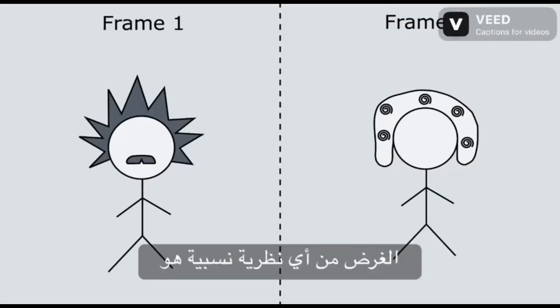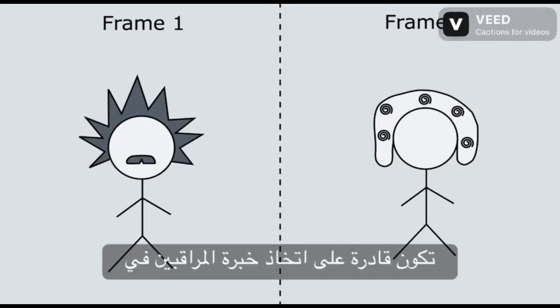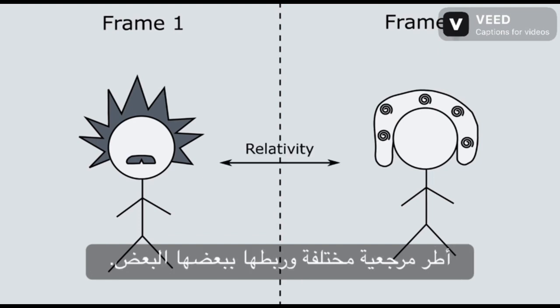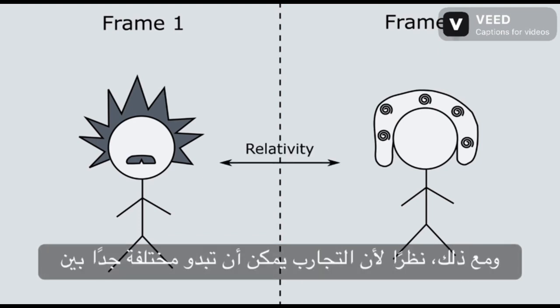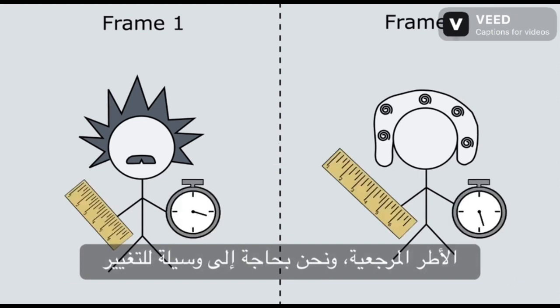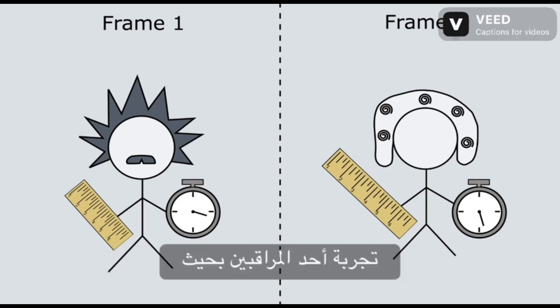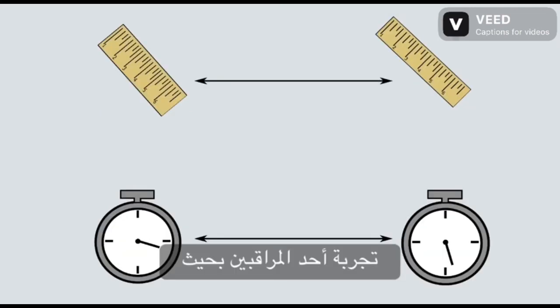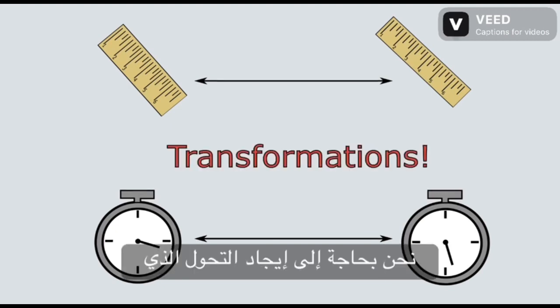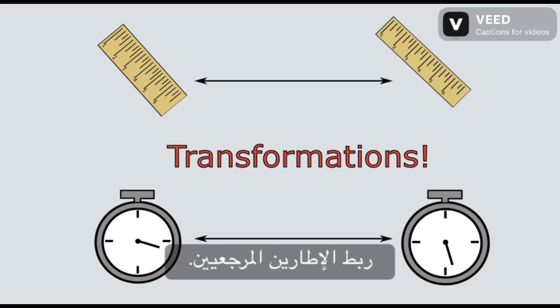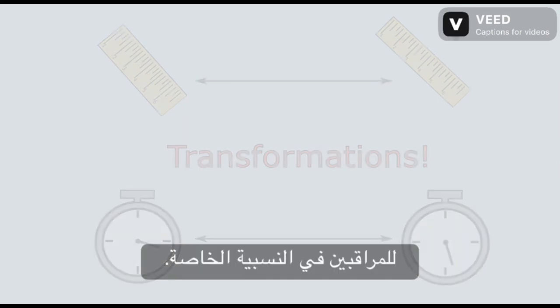The purpose of any theory of relativity is to be able to take the experience of observers in different reference frames and relate them to one another. However, since experiences can look very different between reference frames, we need a way of changing the experience of one observer so that it matches up with the experience of another. In more mathematical terms, we need to find transformations which relate the two reference frames. Let's try to do this for observers in special relativity.